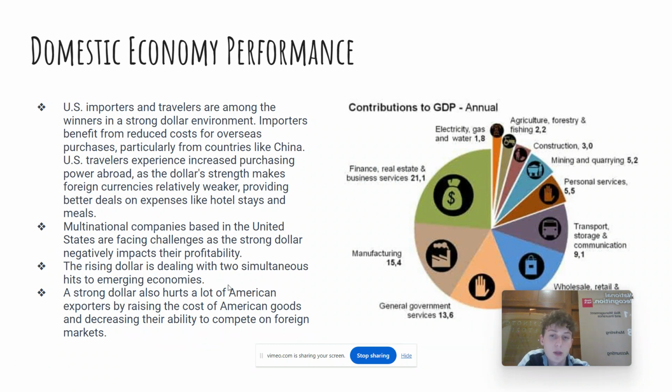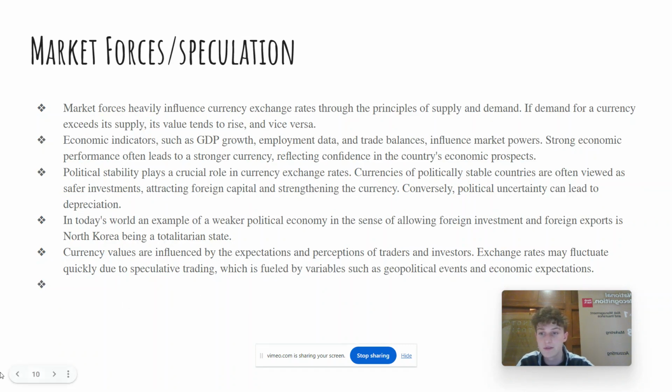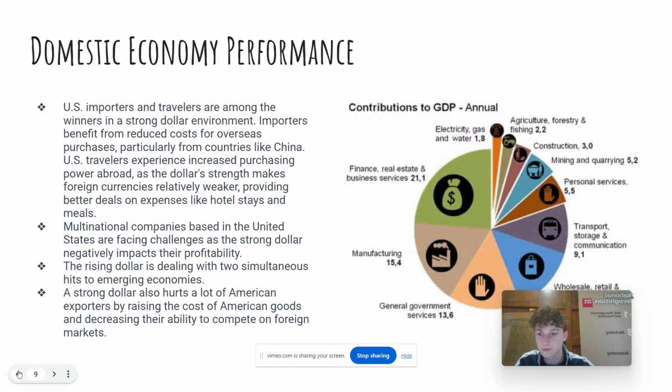The rising dollar is dealing two simultaneous hits to emerging economies. These being first, the cost of goods from these economies rises because most are priced in dollars, like oil, wheat, and soybeans. Second, as interest rates rise and borrowing becomes more expensive, nations with debt denominated in dollars are put under increasing pressure. A strong dollar also hurts a lot of American exporters by raising the cost of American goods and decreasing their ability to compete on foreign markets.